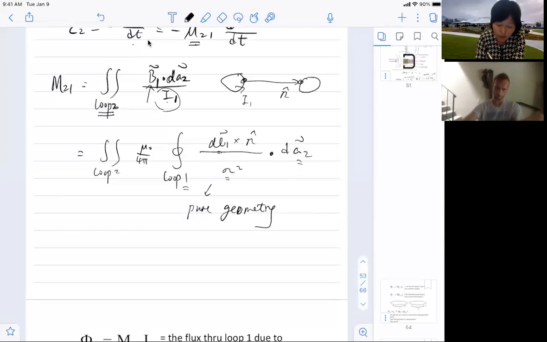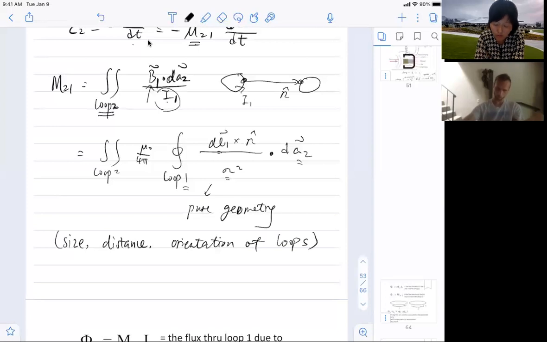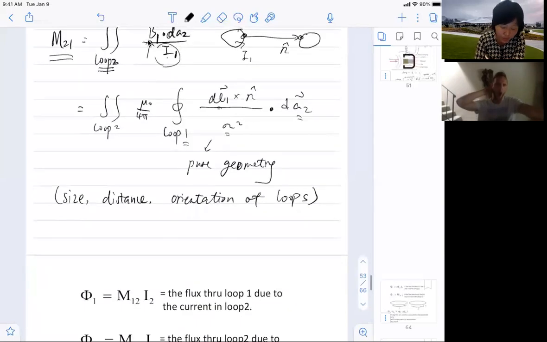So it just depends on the size of the loop, the distance between the loops, and the orientation of the loops. It does not depend on the current. So the mutual inductance is a feature describing one loop in terms of another, how big these loops are, how far away they are from each other, and what their orientation is.